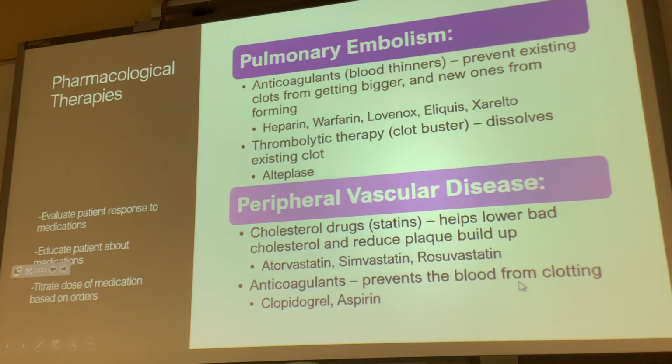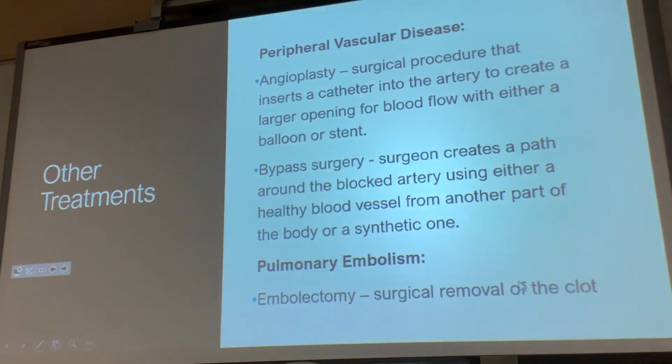And then we can titrate the dose of medication based on the orders, so watching their blood or clotting labs and making sure that we're not giving them too much or too little. And then other treatments listed for PVD is an angioplasty, a surgical procedure that inserts a catheter into the artery to create a larger opening, and this is with like a balloon or a stent. And then they can also do bypass surgery, in which a surgeon creates a path around the blocked artery using another blood vessel from another part of the body or a synthetic one.